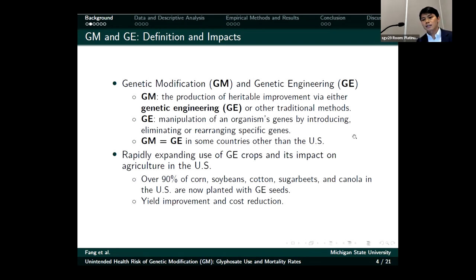In the past decades, ever since its first commercialization in 1996, GE crops have gained huge success in the United States. Currently, by 2019, over 90% of corn, soybeans, cotton, sugar beets, and canola in the United States are planted with GE seeds. It also provides huge yield improvement as well as cost reduction. This is correlated to the labor cost and time cost reduction in those traditional tillage practices for weed management.